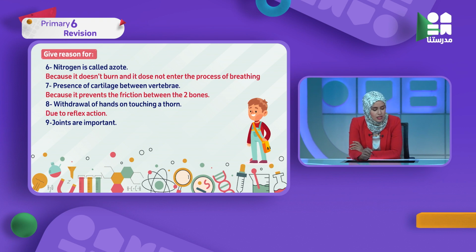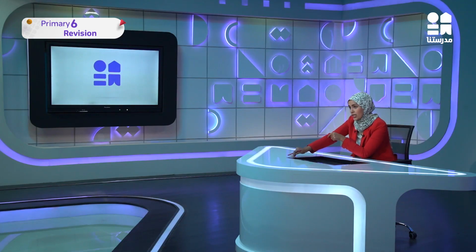Question number 9. Joints are important. يعني ايه joints اصلا؟ joints هي ال space between the two bones. The space between the two bones. هنا أنا عندي bone وهنا we have another bone. This space, the connecting space between the two bones is called the joint. It's called joints. Joints يعني مفاصل.